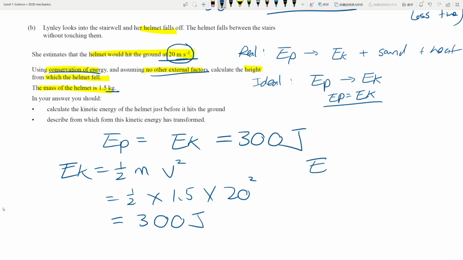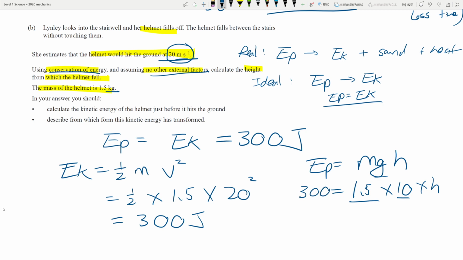And how do I calculate EP? EP equals mgh, which is going to be 1.5 times 10 times the height, because I don't know what the height is. 1.5 is the mass of the helmet, 10 is gravity, and EP equals 300, because EP equals EK. Therefore, h will equal 20 meters, just by solving that. This is a very, very important concept. It's a very popular question, gets asked every single year. Just make sure you understand this part.